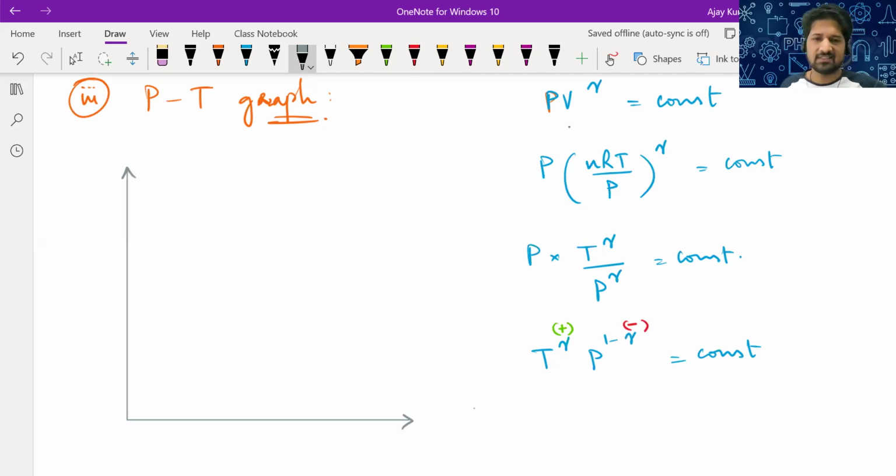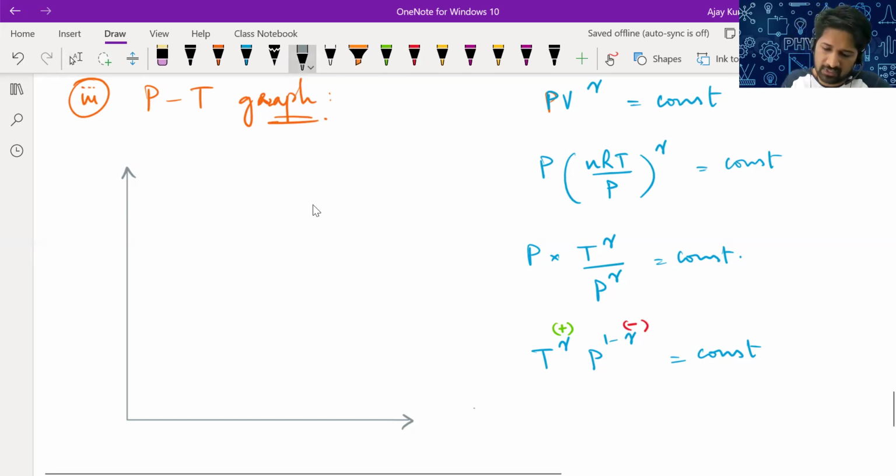See, this is definitely not a straight line. The equation is not of a straight line. T power gamma, P power 1 minus gamma does not represent a straight line. Okay, it's like y power gamma, x power 1 minus gamma is equal to constant. Straight line equation must have been of the form y is equal to mx plus c. It's not like that. Okay.